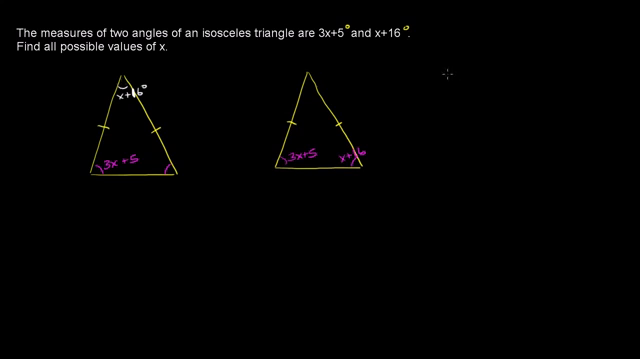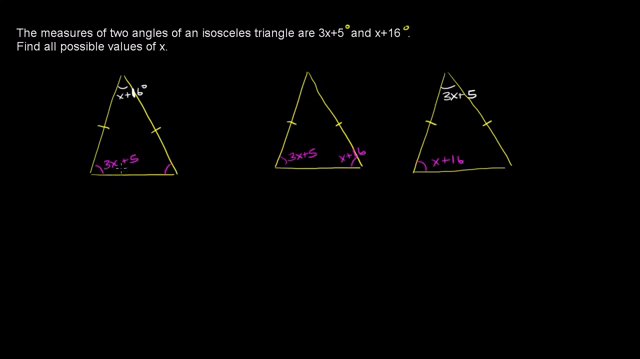So let me draw ourselves another triangle. And obviously swapping these two aren't going to make a difference because they are equal to each other. And then we could make that one equal to 3x plus 5, but that's not going to change anything either because they're equal to each other. So the last situation is where this angle down here is x plus 16, and this angle up here is 3x plus 5. So let's just work through each of these.